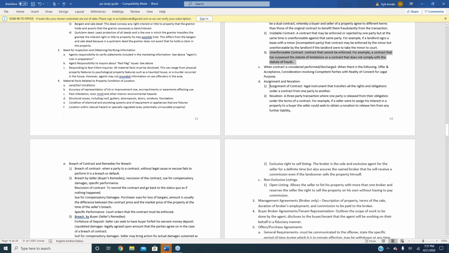Then we get into the assignment of contract. When you assign a contract, all you're doing is transferring all of the rights and obligations under the contract from one party to another.